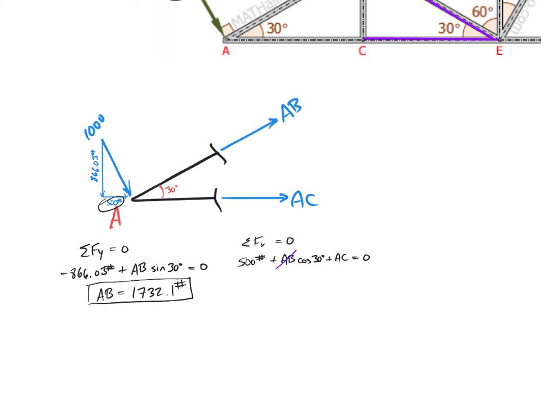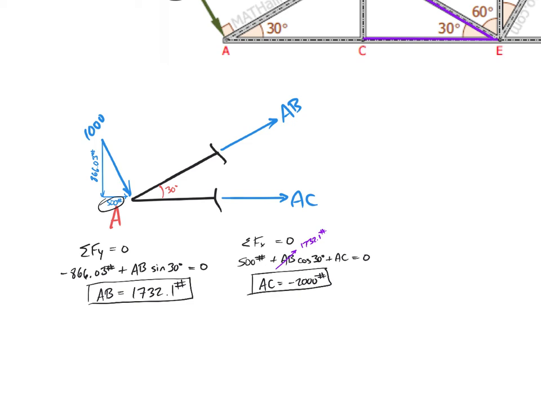Okay, again, I'm going to plug in for AB, 1732.1 pounds. Okay, and 1732.1 pounds cosine 30, I believe, comes out to 1,500. So AC is going to equal negative 2,000 pounds.